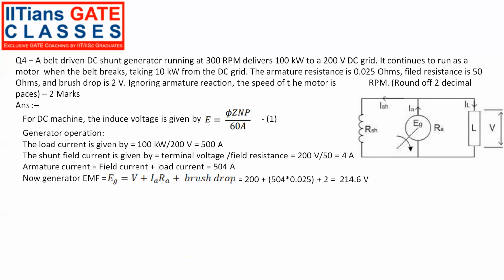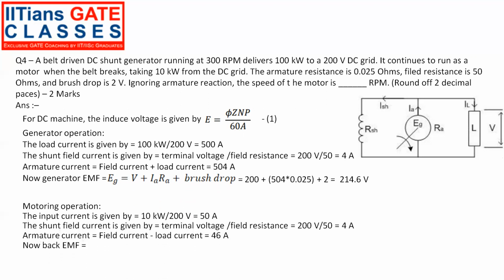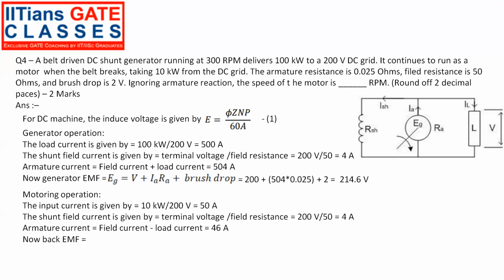Now let's go to the motoring operation. In the motoring operation, the machine takes the power from the grid, right? So the input current will be the same and the shunt field current will also be the same. The only difference is that the armature current is the difference of the load current and the field current. Earlier in the generating operation, it was a sum. Now it is a difference. So we will be getting 46 amperes.